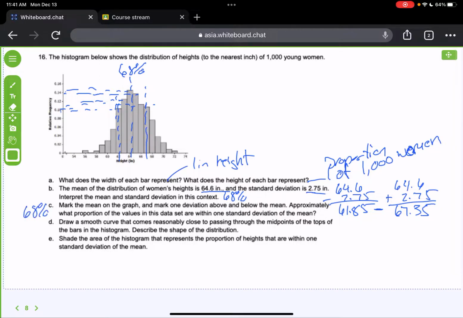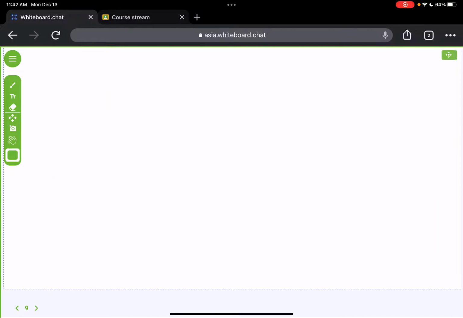Now, draw a smooth curve that comes reasonably close to passing through the midpoint of the top of the bars and describe the shape. We would say that that is a normal distribution, mound-shaped, symmetrical. Now, shade the area that represents the portion that is within one standard deviation of the mean. Well, that's going to be all of these values.